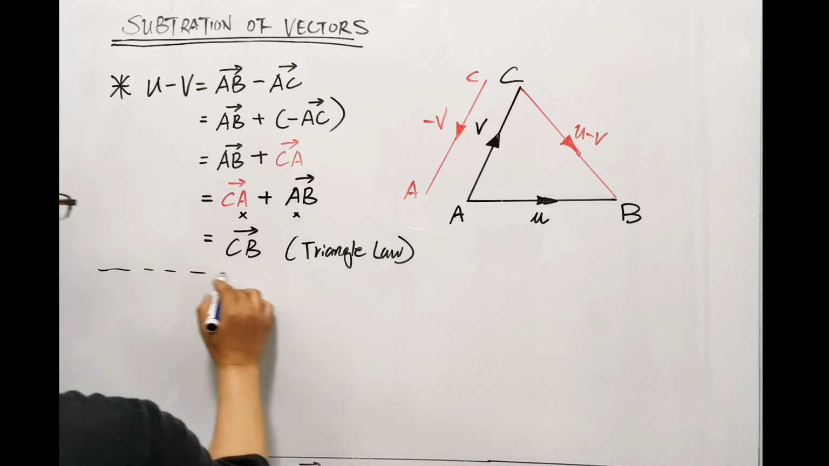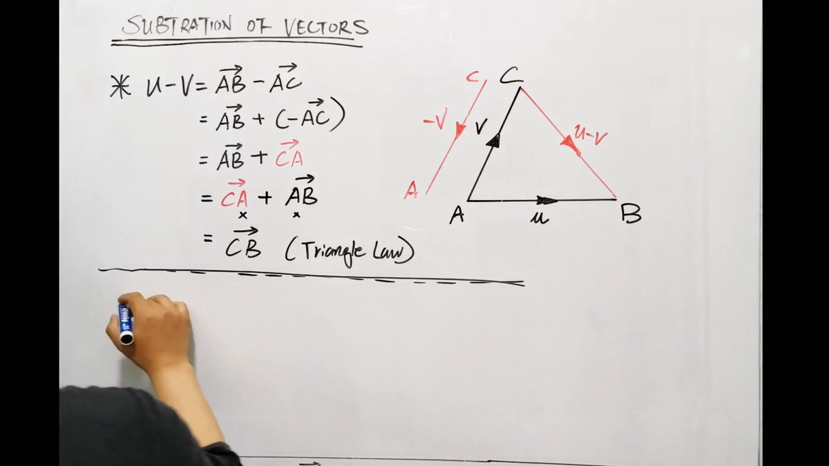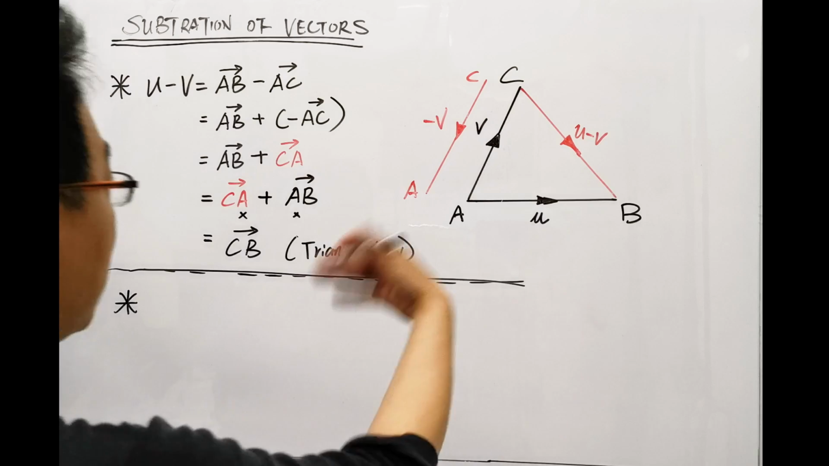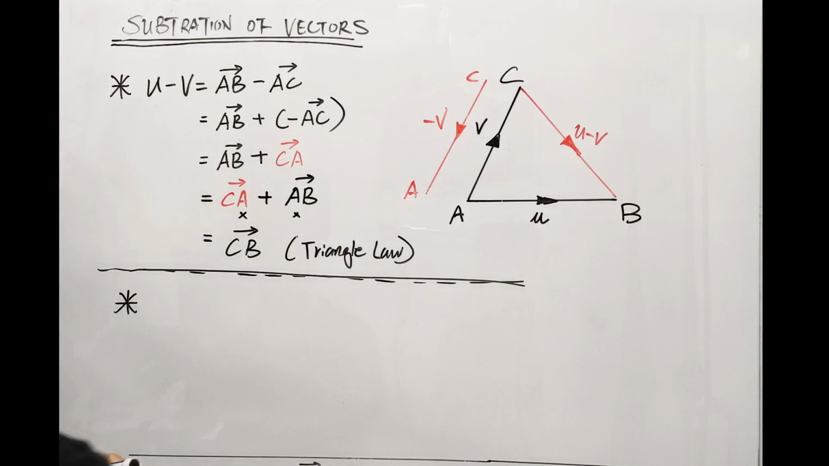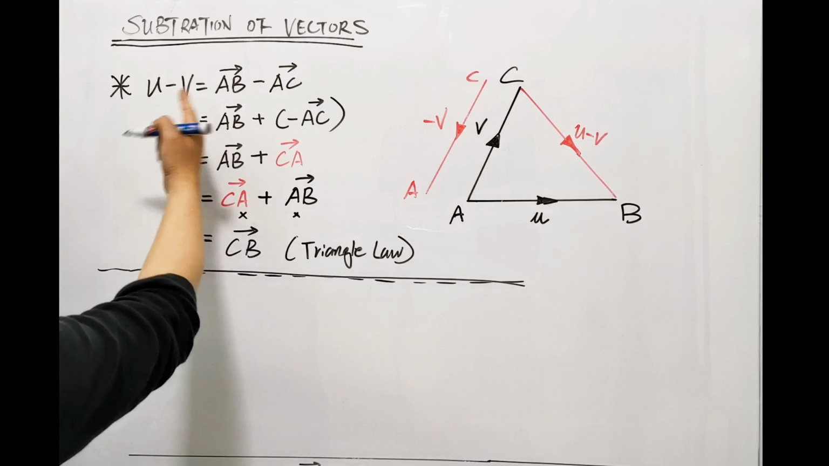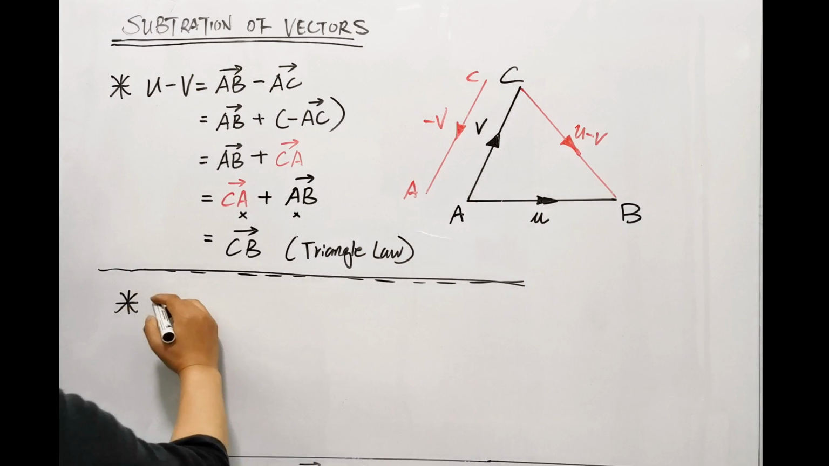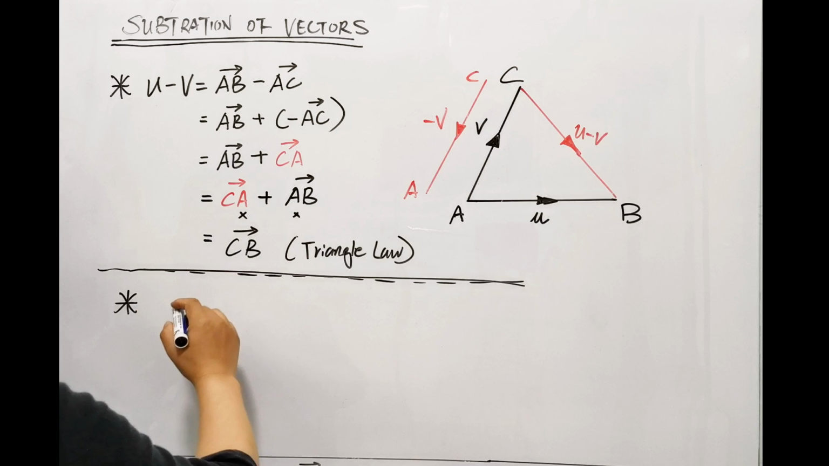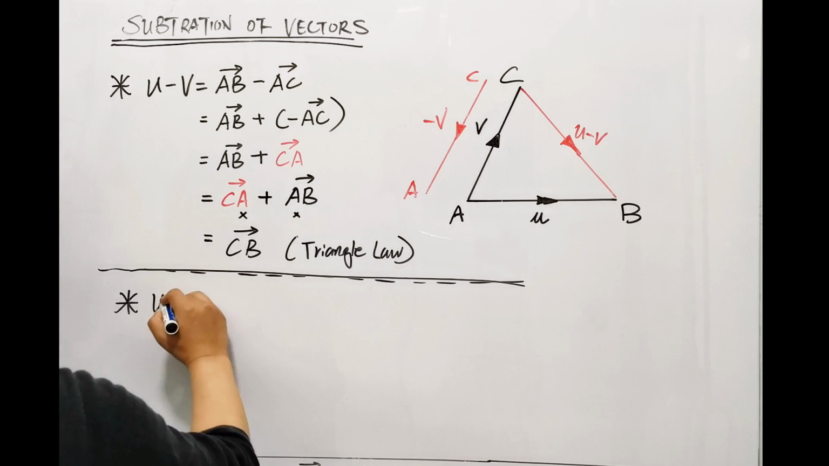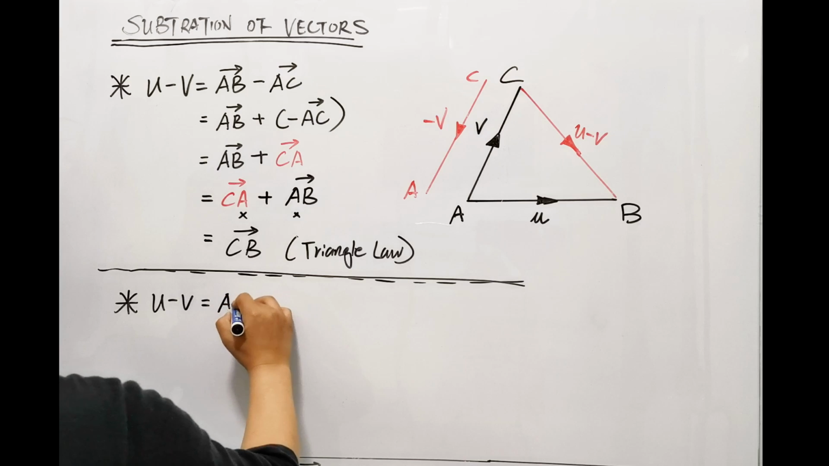Now let's come to another way. Do we have another way to resolve this subtraction of these two vectors, U minus V? Do we have another way? Let's use another way. So we can move, minus V equals to AB.